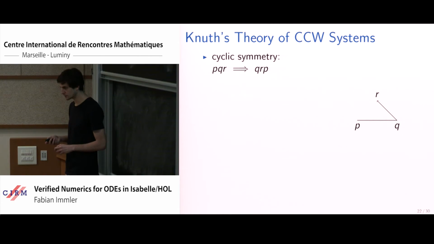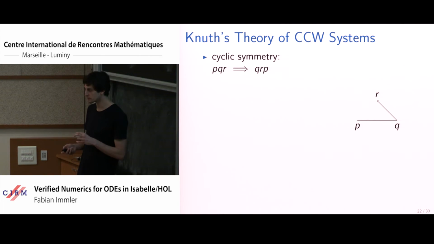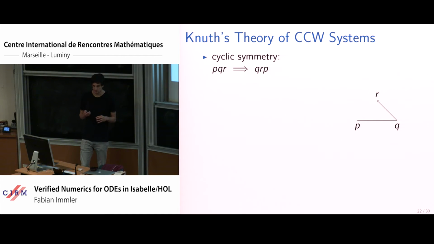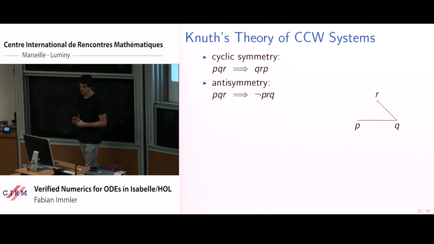Then Knuth defined some axioms which need to hold for such a counterclockwise predicate. It turns out that this set of axioms suffices to do many proofs about algorithms which involve points in the plane. So you never really have to go down to the coordinates of the points. You can just reason with this abstract predicate. The first axiom is cyclic symmetry: if PQR are counterclockwise, then QRP is counterclockwise. If PQR is counterclockwise, then PRQ cannot be counterclockwise.